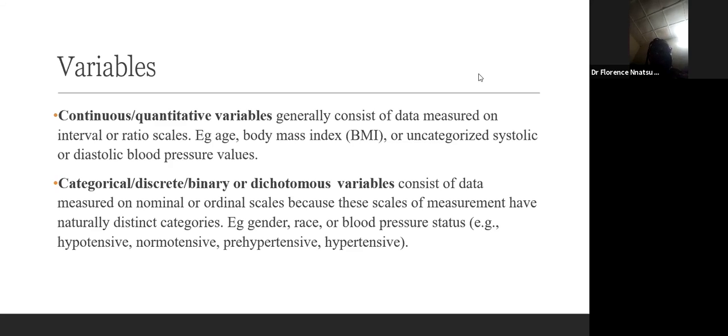Gender, race, then blood pressure status. Next slide.